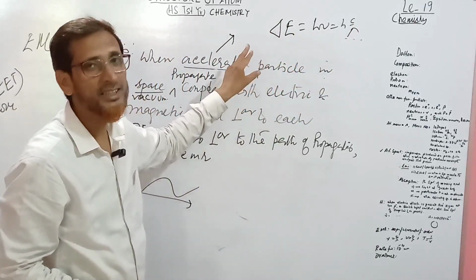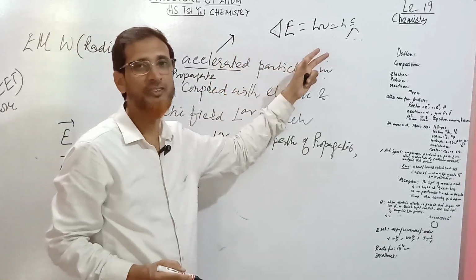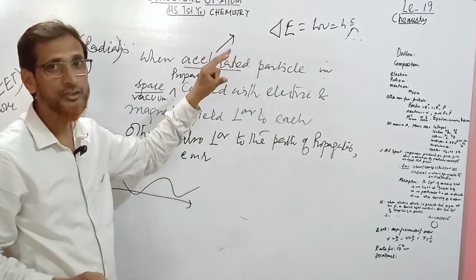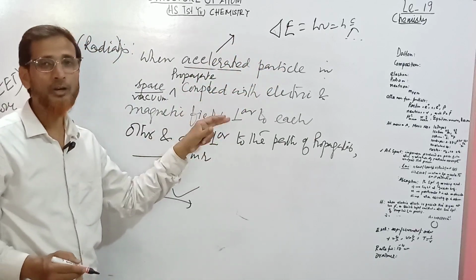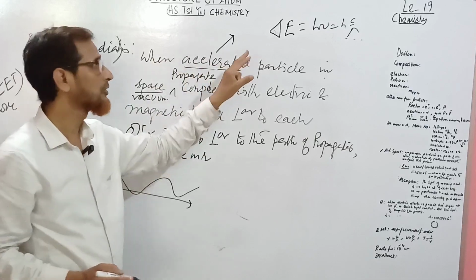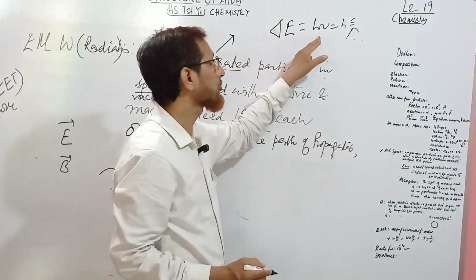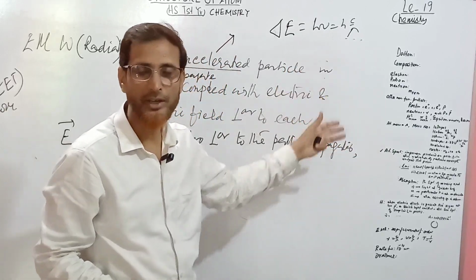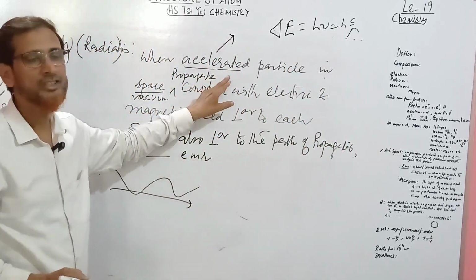So it should be accelerated, it should move with variable velocities in order to lose some amount of energy. If it is not accelerated, there will not be any loss of energy. If there is no loss of energy, there will be no nu, and if there is no nu, there is no lambda, there is no radiation. So it should be accelerated.